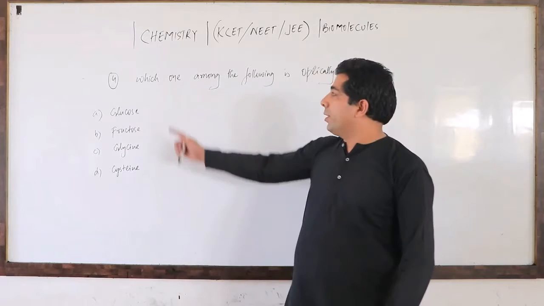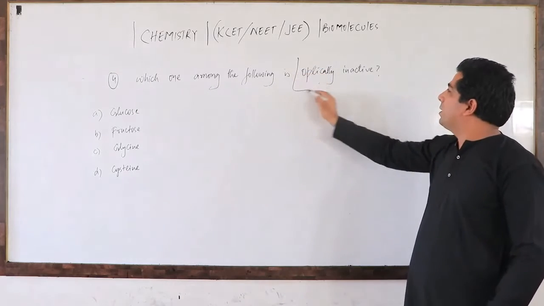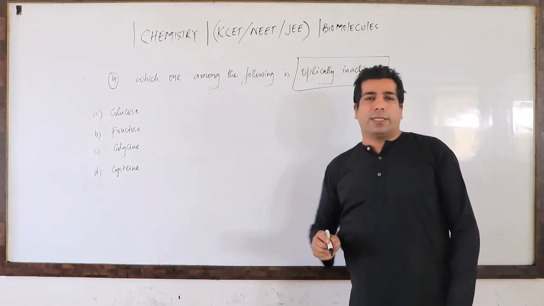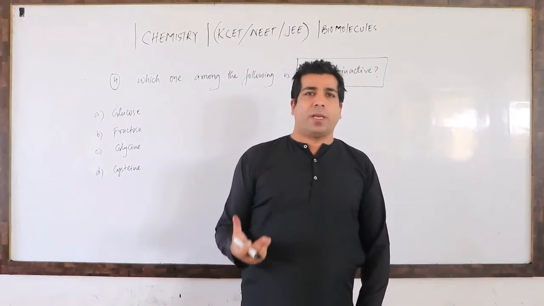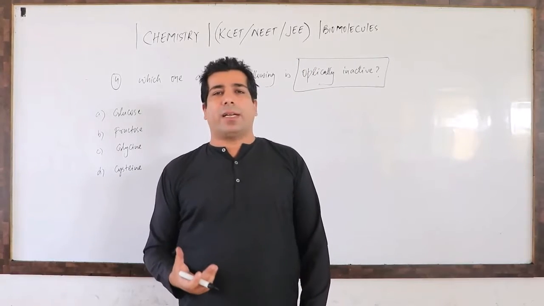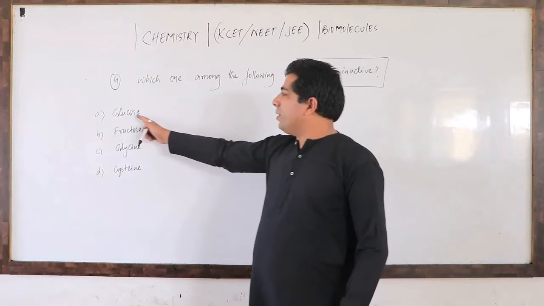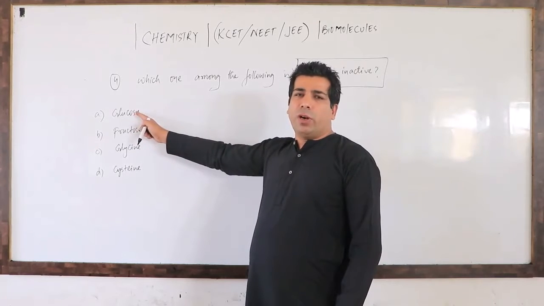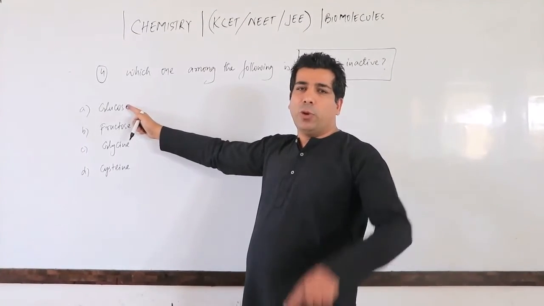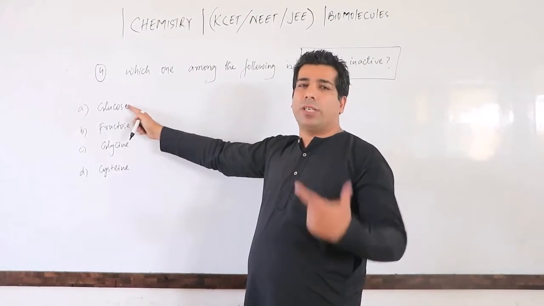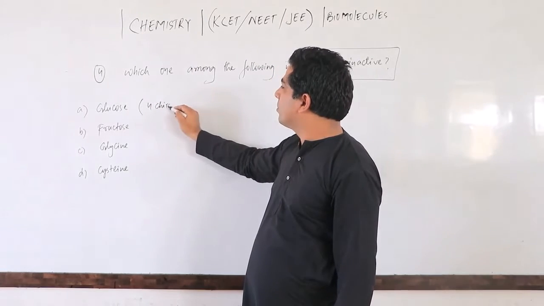So dear friends, look here, question number 4. Which one among the following is optically inactive? I told you last time that if any molecule has a chiral carbon, it will be optically active. If it does not have a chiral carbon, it will be optically inactive. And when we dealt with the glucose molecule, we already know that glucose has 4 chiral carbons. If you open up the structure of glucose, as I have already discussed, it has 4 chiral carbons.